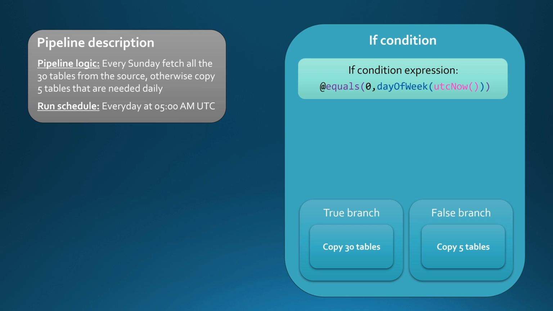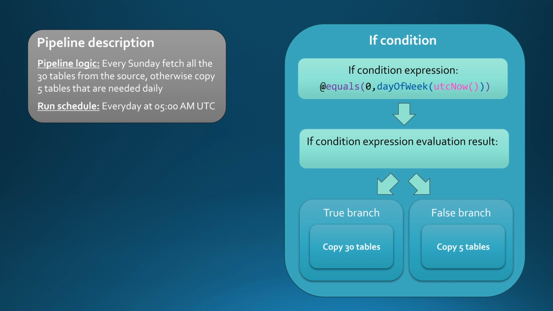So if this day of the week function results to 0, the equals function will result to true because 0 equals 0, and this will give us a true value for this. If the day of the week function evaluates to any other value than 0, then we get a false value as return value from this equals function. And based on this result, we will decide to which branch we are going to go in this if condition.